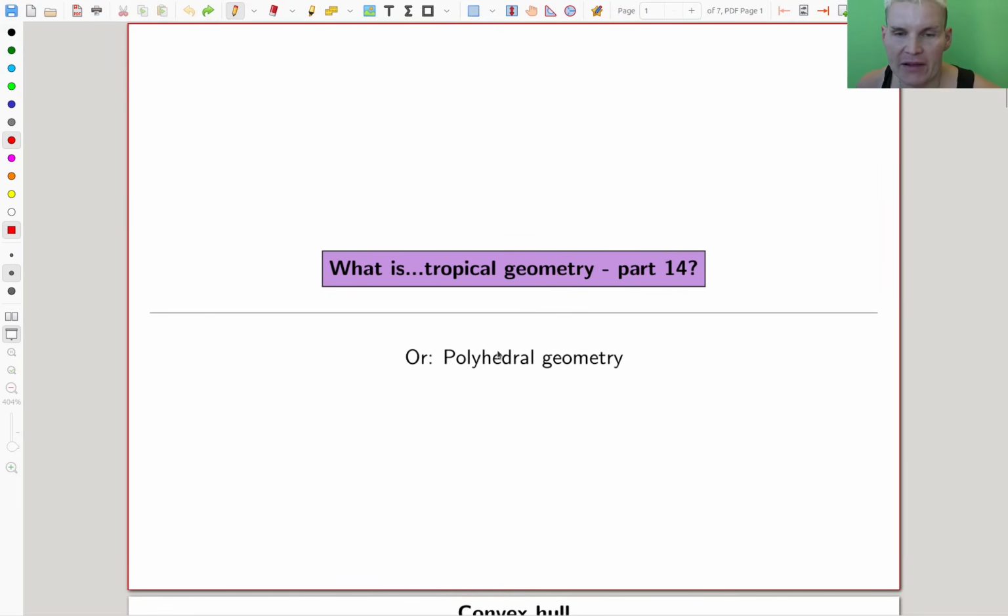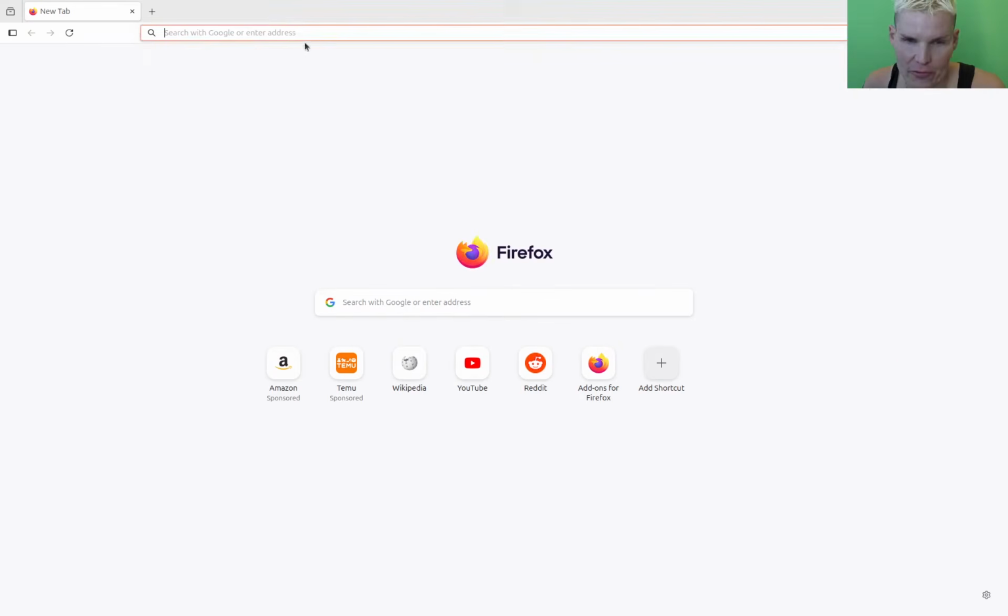Today I would like to tell you about polyhedral geometry, because tropical geometry and polyhedral geometry, well, they're not the same, but they are very, very closely related. And by polyhedral geometry, I mean kind of the science of polyhedra. So let's see what a polyhedron is, in case you don't know what a polyhedron is.